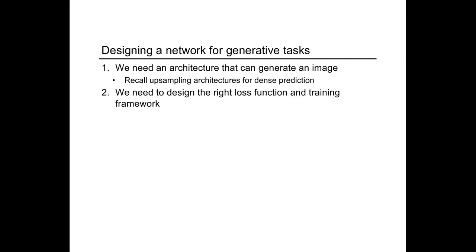So for that we need to design the right loss function and a training framework. Now we know we can use a certain input, which could be noise or a random seed or another image, and train a network to produce an output which should be a synthetic image. For that we need to design the right loss function and a training framework.